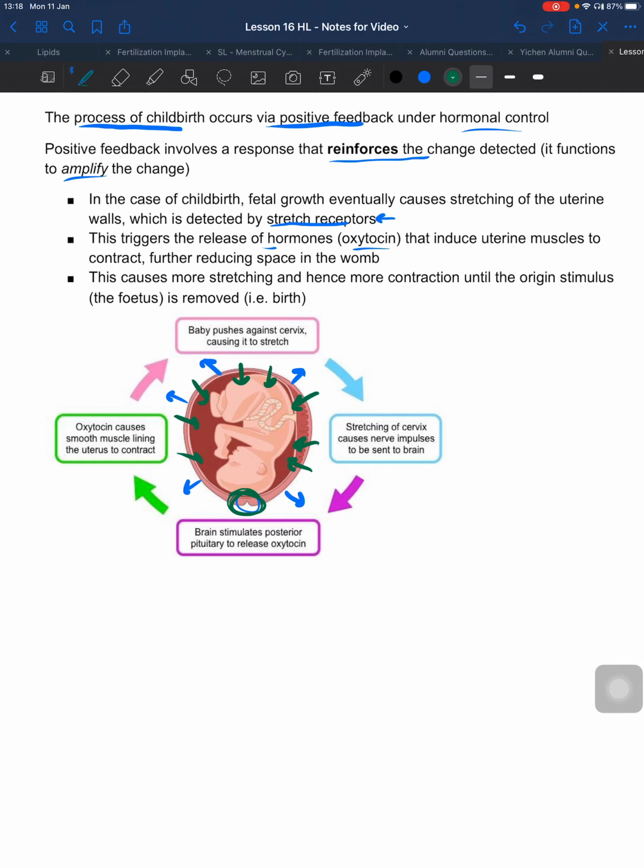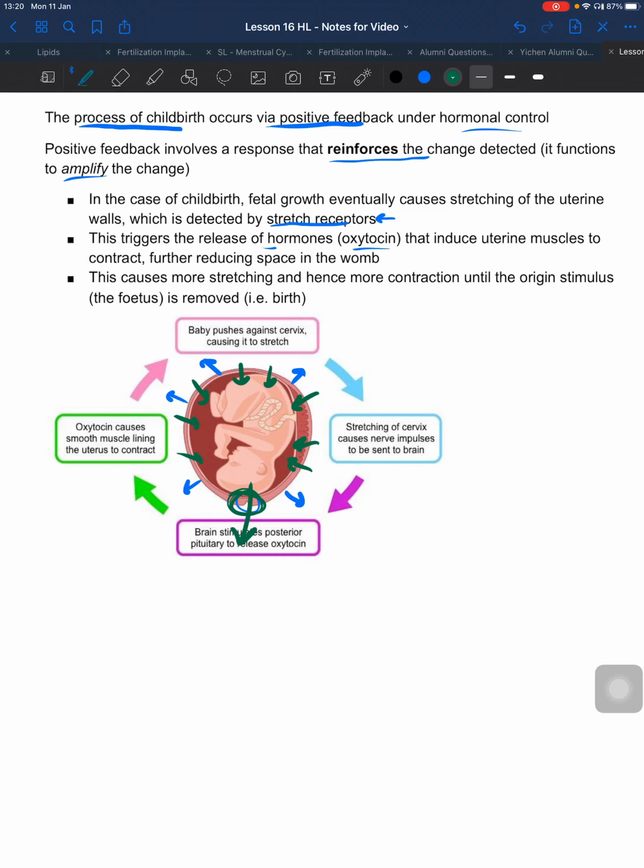So what ends up happening is those muscle contractions, right? You've seen in the movies where their contractions are 10 minutes apart or whatever. That's caused by oxytocin, which causes more contractions in the uterus, which then causes more pressure, more of those stretch receptors to stretch, causing more oxytocin. So you're basically causing more contractions to happen over a quicker amount of time, which is eventually going to force that baby, that fetus, out.